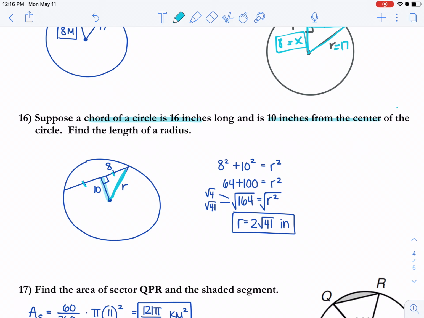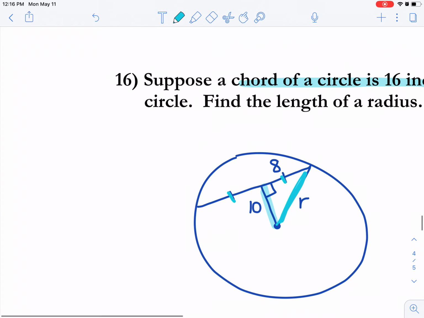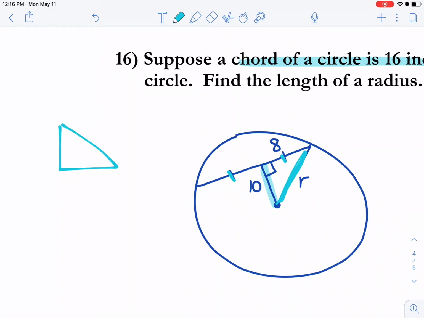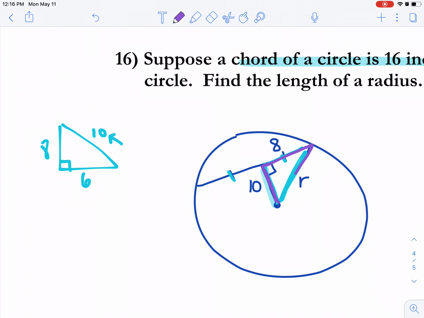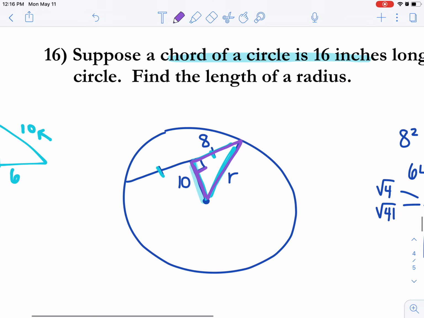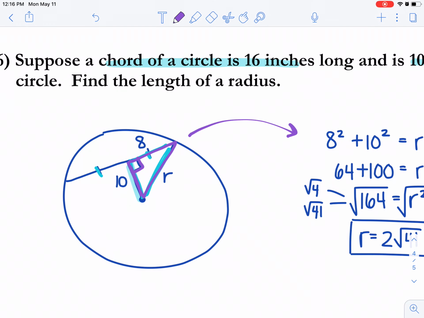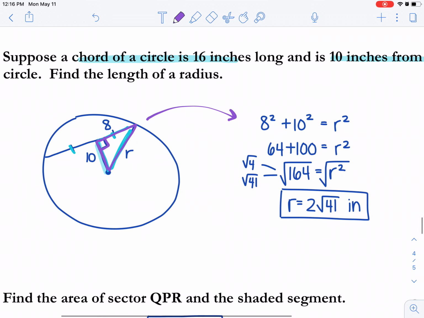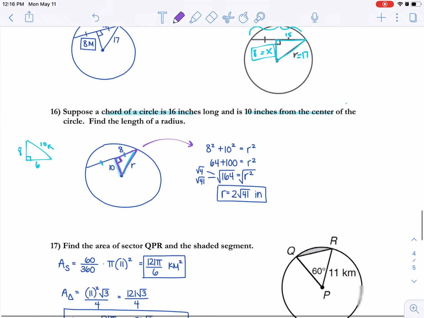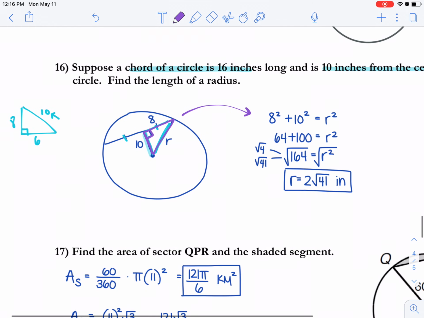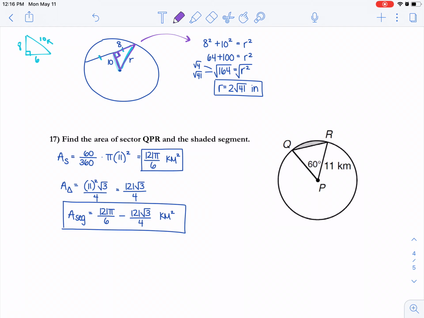This is not a 6, 8, 10 right triangle. Be really careful. In a 6, 8, 10 right triangle, the 10 must be the hypotenuse because the hypotenuse must be the longest side, right? In this triangle in our problem, the 10 is not the hypotenuse, it's one of the legs. So this is not a 6, 8, 10 right triangle. We actually have to do the Pythagorean theorem to solve for the hypotenuse. And you can leave it as a reduced radical or a decimal if it tells you to round it, but reduced radical is better. Okay, and then number 17, the area of a sector.